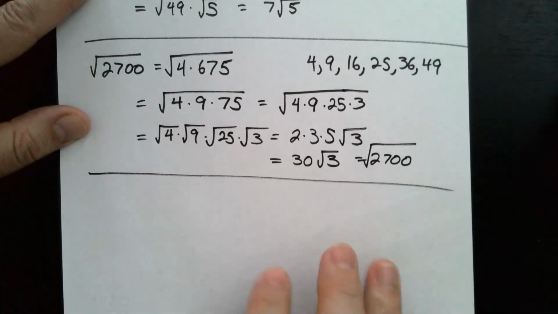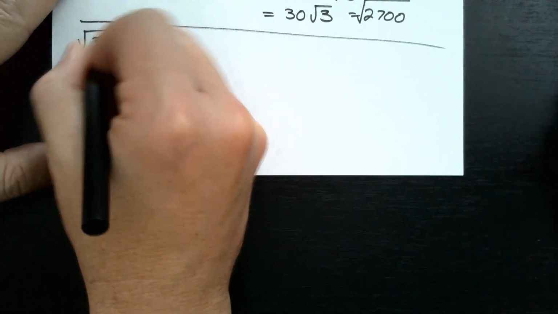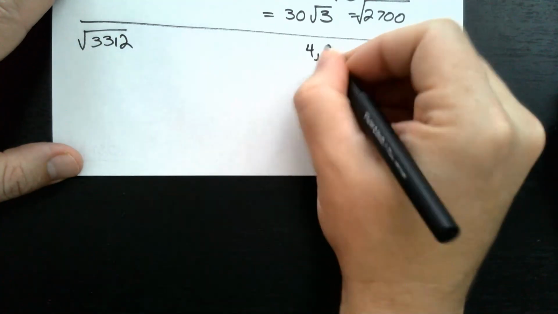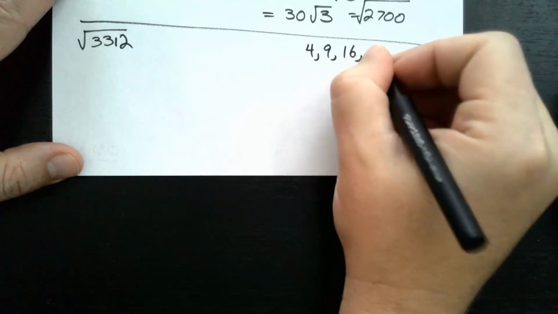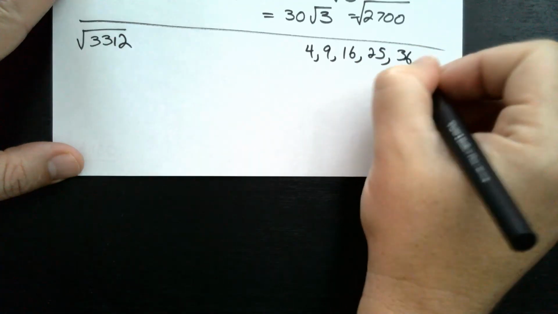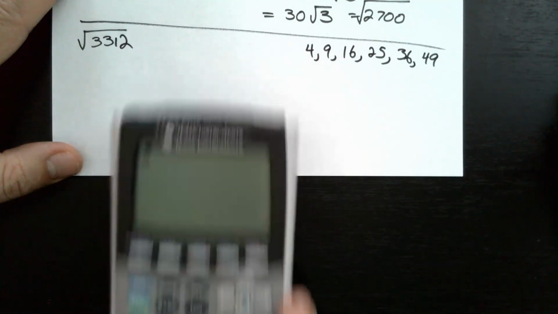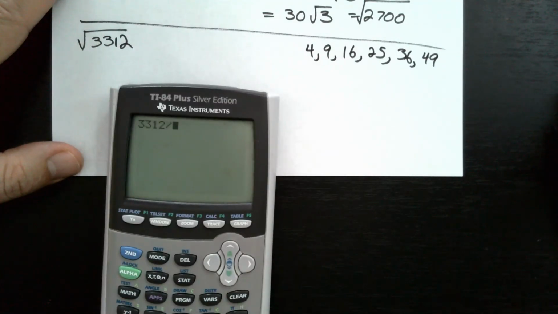Okay, let's do one final one. For this one, I have the square root of 3,312. Here, once again, are my square numbers. All right, so it is even. Let's see if it's divisible by 4. 3312 divided by 4. Yes, it is. Just out of curiosity, let's see if 4 works again. Since 4 worked twice, that means that's the same thing as 16.